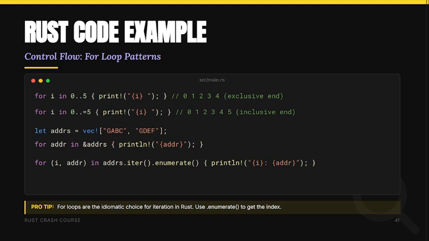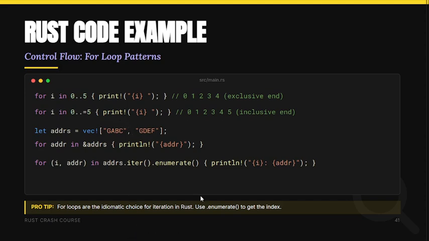Now let's cover for loops, the idiomatic way to iterate in Rust. There are two ways of doing that. There's for i in 0..5, print i. This is going to print i starting at 0 up to but not including 5, so i is going to be 0, 1, 2, 3, 4. But if you use the for this way, for i in 0..=5, in this case you include 5. So it's going to be 0, 1, 2, 3, 4, 5.